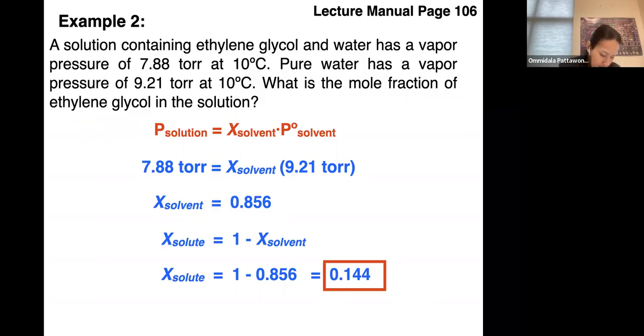And again, I want to point out this one thing here. As you see, we have vapor pressure of the solution is going to be lower than of the pure solvent, right, according to the colligative properties. So the vapor pressure of the solution is always going to come out lower than of the pure solvent.